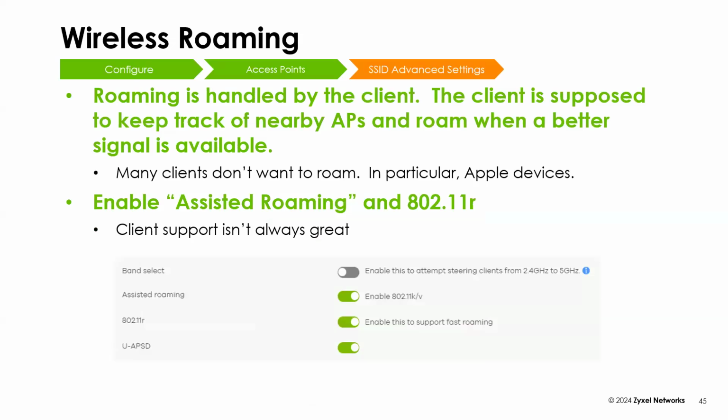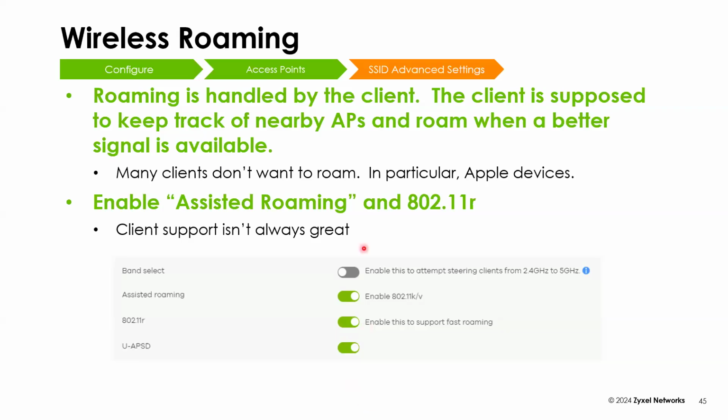Another area which causes some problems has to do with wireless roaming. A lot of people don't realize this, but roaming is managed by the client, not by the access point, not by the router. So it's up to the client device to determine how often to check if there are other access points nearby and if they have a stronger signal. And it's up to the client device to determine, okay, there's a stronger signal nearby. How much stronger does it need to be before I change which access point I'm connecting to?